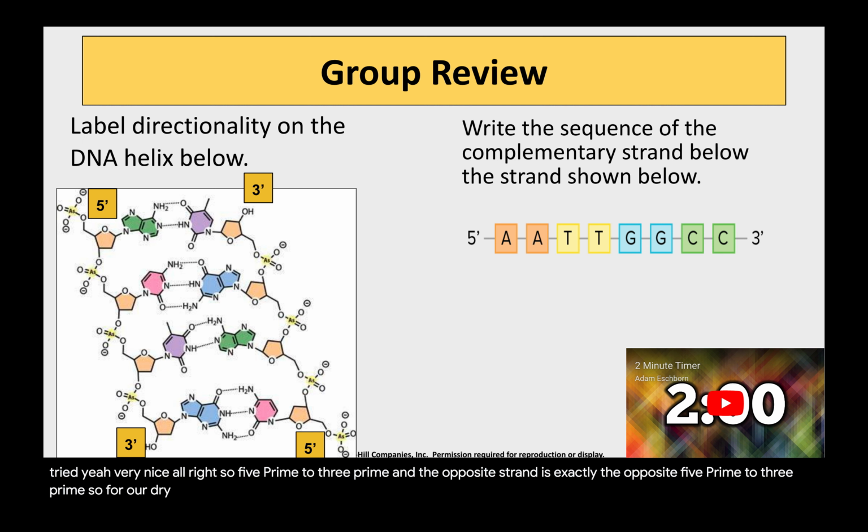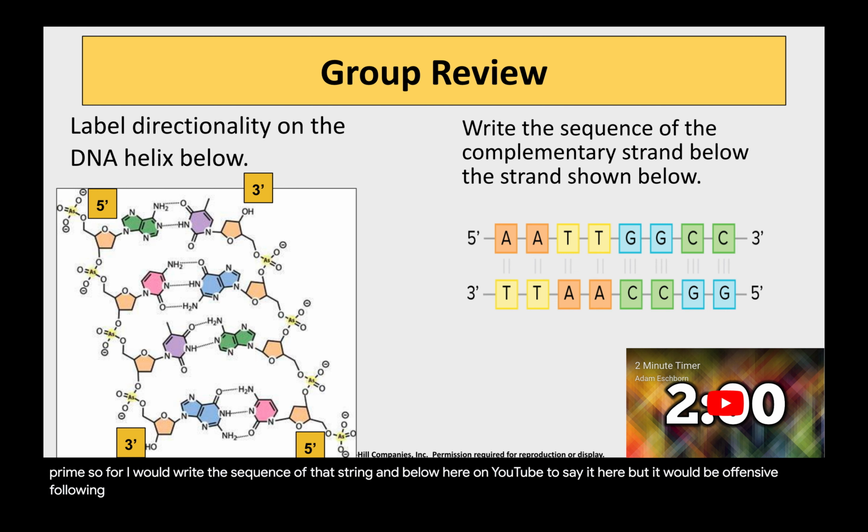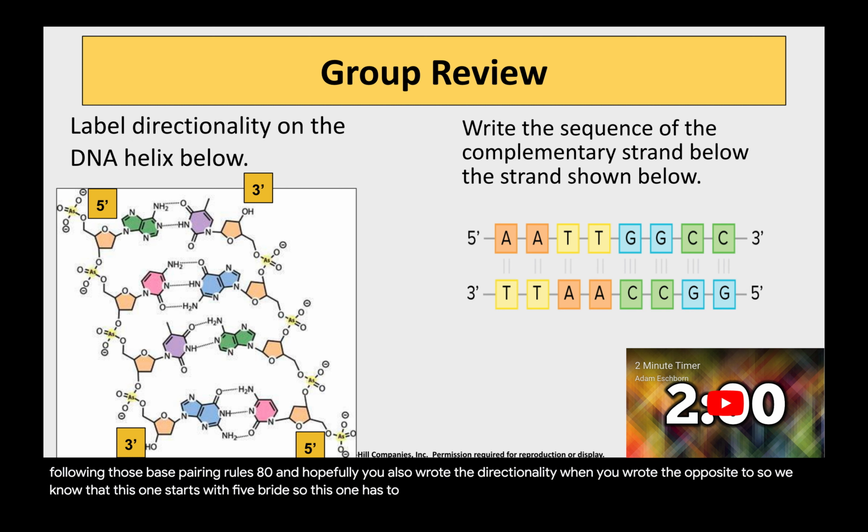So if I were to write the sequence of that strand below here, I won't call on you to just say it here, but it would be the opposite, following those base pairing rules, A to T, G to C. All right, and hopefully you also wrote the directionality when you wrote the opposite too. So we know that this one starts with 5', so this one has to start with 3', because they're anti-parallel and opposite.